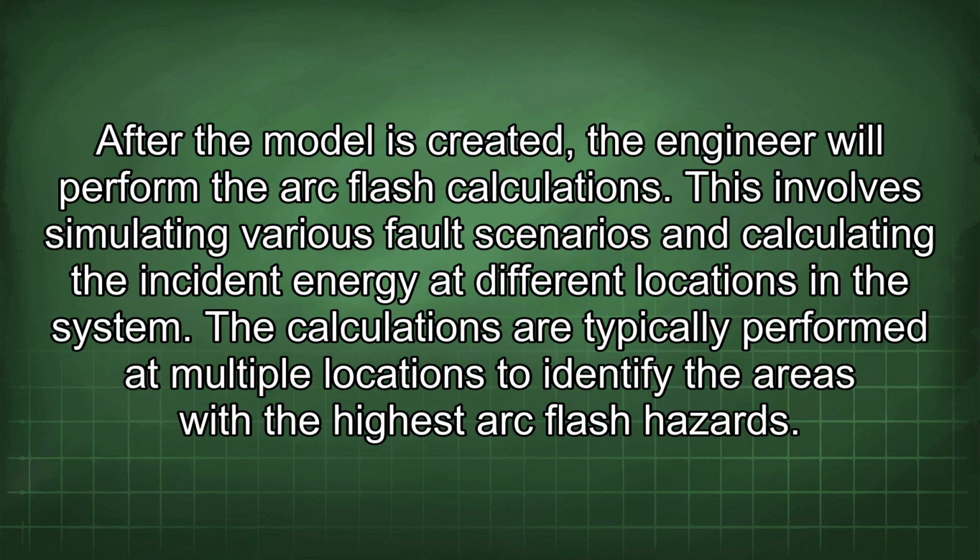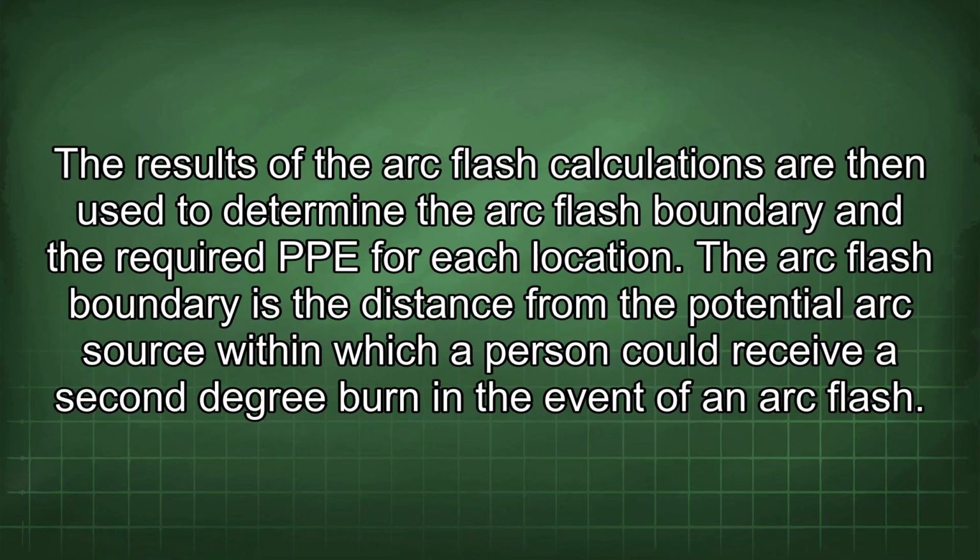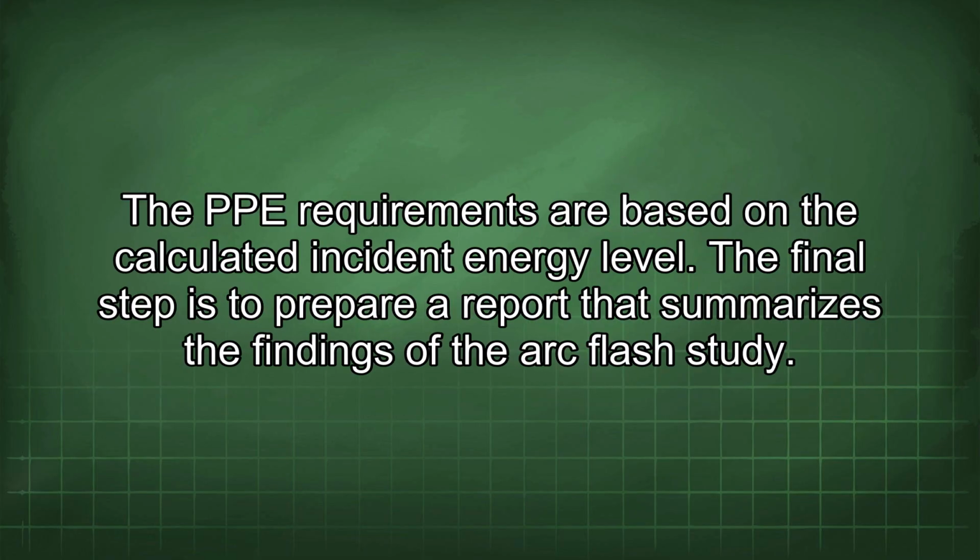After the model is created, the engineer will perform the arc flash calculations. This involves simulating various fault scenarios and calculating the incident energy at different locations in the system. The calculations are typically performed at multiple locations to identify the areas with the highest arc flash hazards. The results are then used to determine the arc flash boundary and the required PPE for each location. The arc flash boundary is the distance from the potential arc source within which a person could receive a second-degree burn in the event of an arc flash.